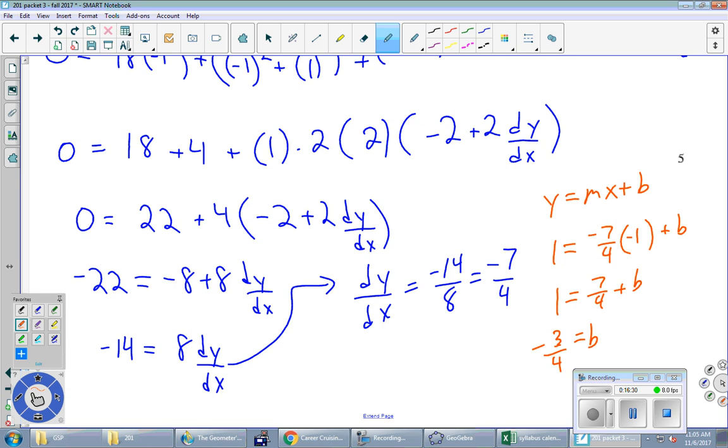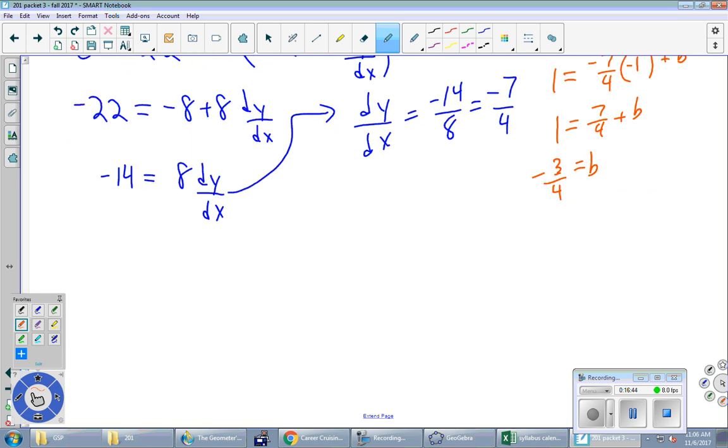Multiplying by the reciprocal would have an undesired effect on this b. You want to subtract the 7/4. Yeah, like you would have to have a 4/7 on your b as well. Okay, so then I think we've got the equation of our tangent line. y equals, we said the slope was -7/4, and then x, and then plus the b, -3/4.